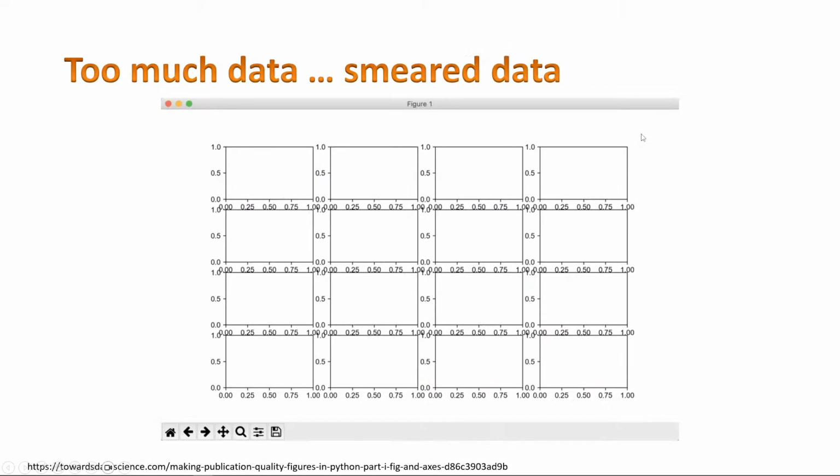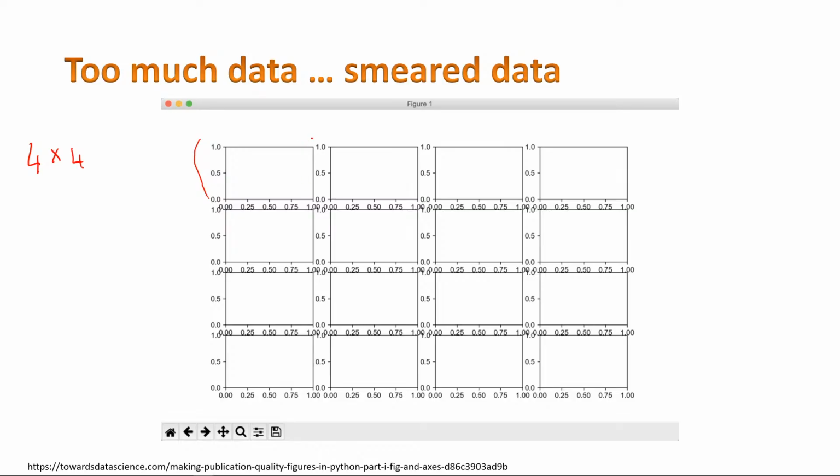So what is the problem of this figure? Here, this is probably something similar to what I suggested. This is a 4 by 4 subplot. What's the problem of this one? The problem is that it's too much data. See, this goes from 0 to 1 or whatever, and the data is smeared because the other one starts here, so the data is smeared.